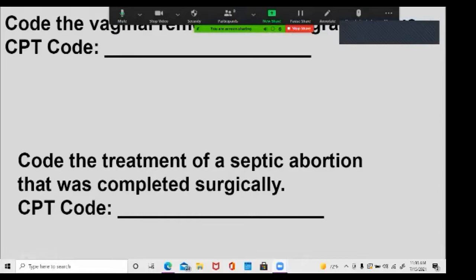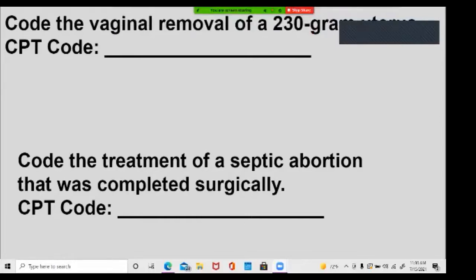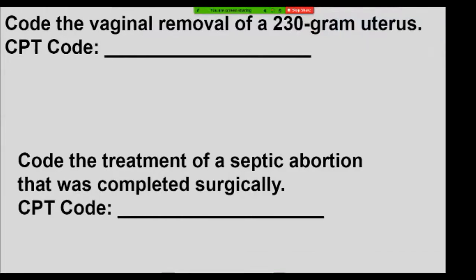Code the treatment of a septic abortion that was completed surgically. So what did we have? What was done? Septic abortion. Okay, was it a septic abortion done, or was it an abortion that turned septic? An abortion that turns septic. Right, because we're doing a treatment of a septic abortion, right? So actually what we did was the abortion. Abortion, right.